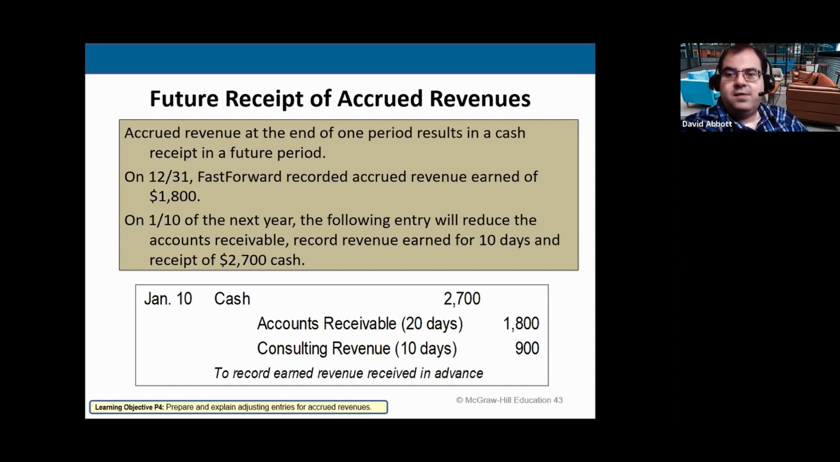Because we've already recorded 20 days of revenue to consulting revenue, we now have to record the 10 days that we did in January. So we see here, we debit cash $2,700 because that's what we've received, and then we credit accounts receivable for $1,800. That's accounting for the 20 days of work that we've already done, and it will clear that out because we're receiving that payment. And then we will credit consulting revenue for $900, which represents the 10 days of work that we did in the new year.